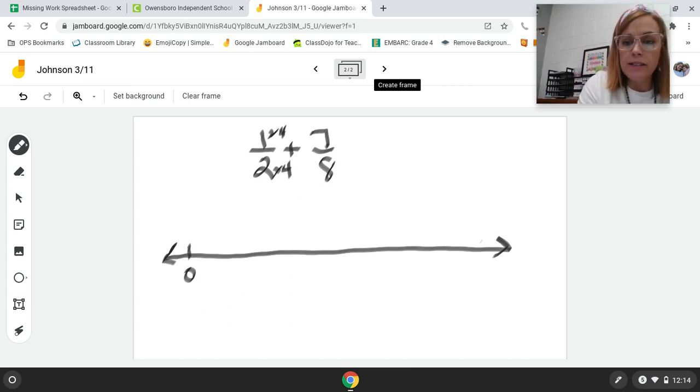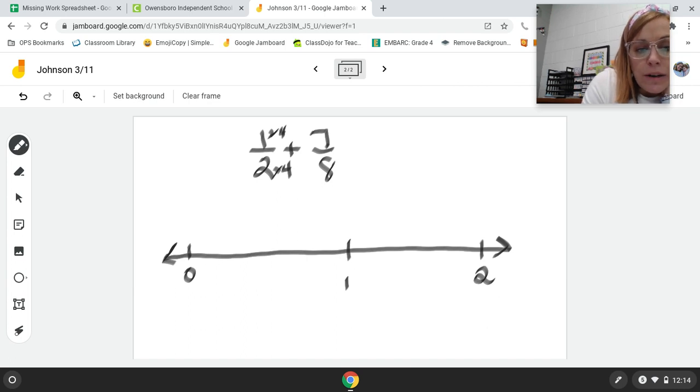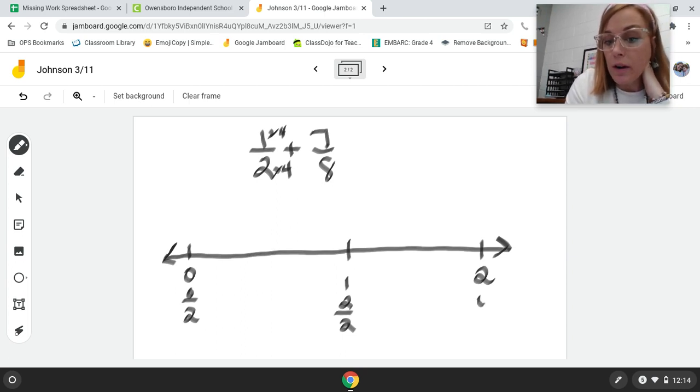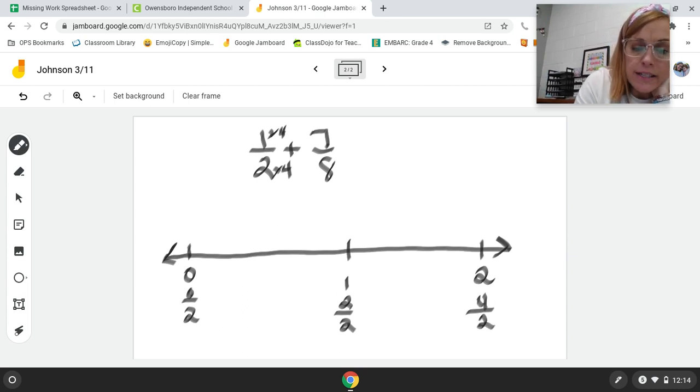And I'm going to make my benchmarks 0 and 2 with 1 in the middle. And I start with halves, right? So I've got 0 halves, and then 1 whole in halves would be 2 halves, right? And then 2 times 2 wholes would be 4 halves, right? Because 2 times 2 is 4. Okay. So I've got 0, 1, 2, 3, 4. So I've got 1/2 here. Then I've got 3/2 here.